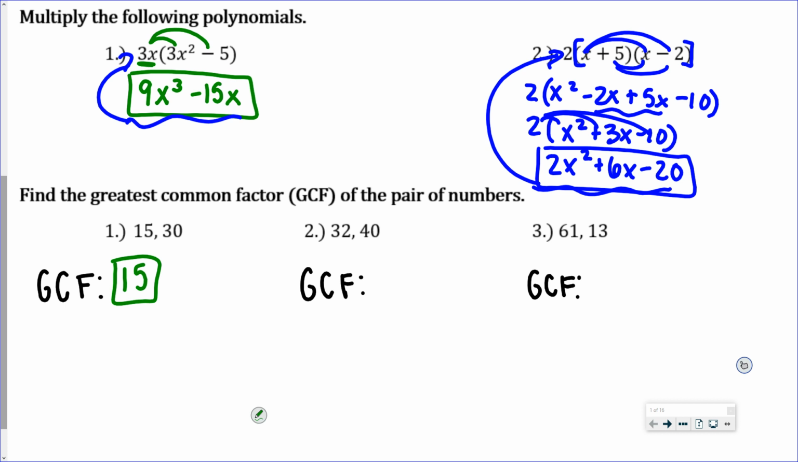Okay, what about 32 and 40? 8. Nice. All right, last one. A little tricky here. 61 and 13. 13 does not go into 61. 13 doesn't go into 61. 1 is technically the greatest factor they have in common.